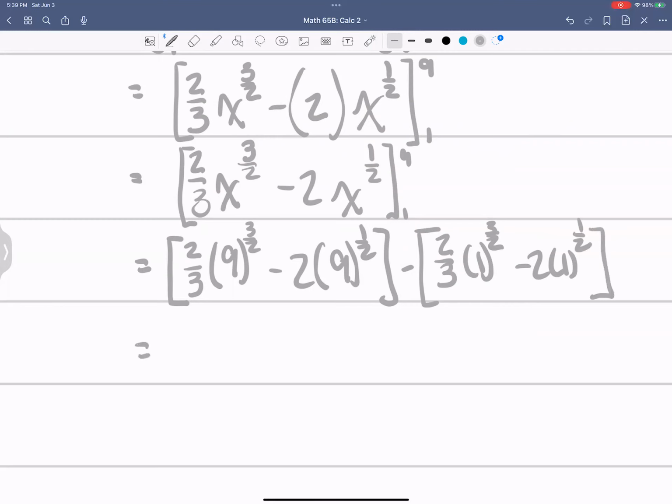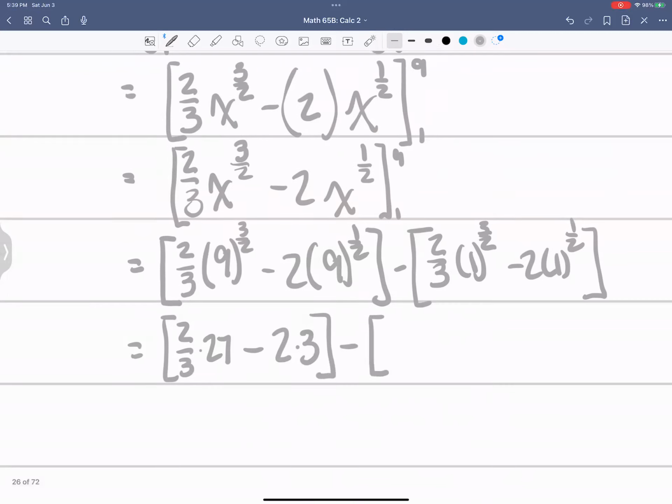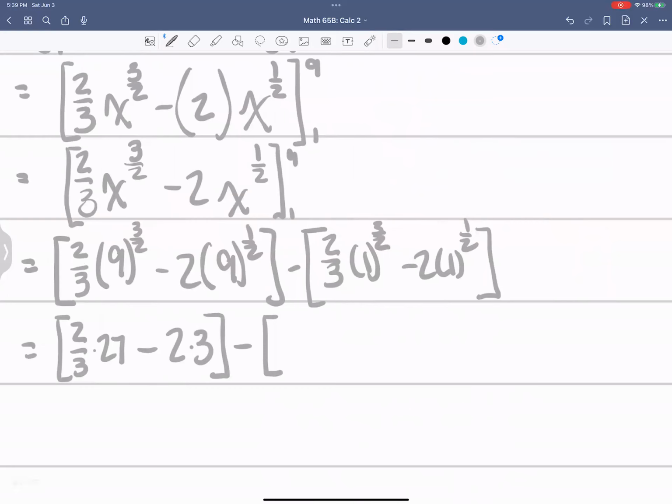All right, so 9 to the power of 1 over 2, that's the square root of 9, which is 3. So ignoring that part, we have 3. 3 cubed is 27. So we have 2 over 3 times 27 minus 2 times the square root of 9, which is 3. Minus the square root of 1, which is 1. 1 cubed is 1, so that's still 2 over 3. Square root of 1 is 1. So minus 2.